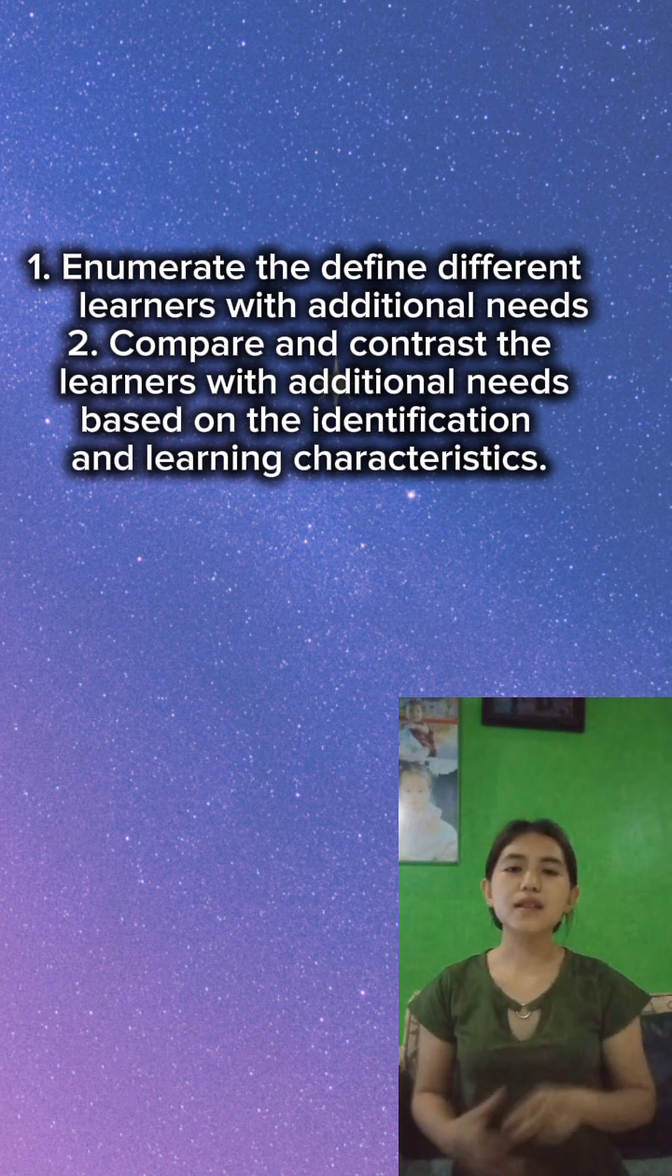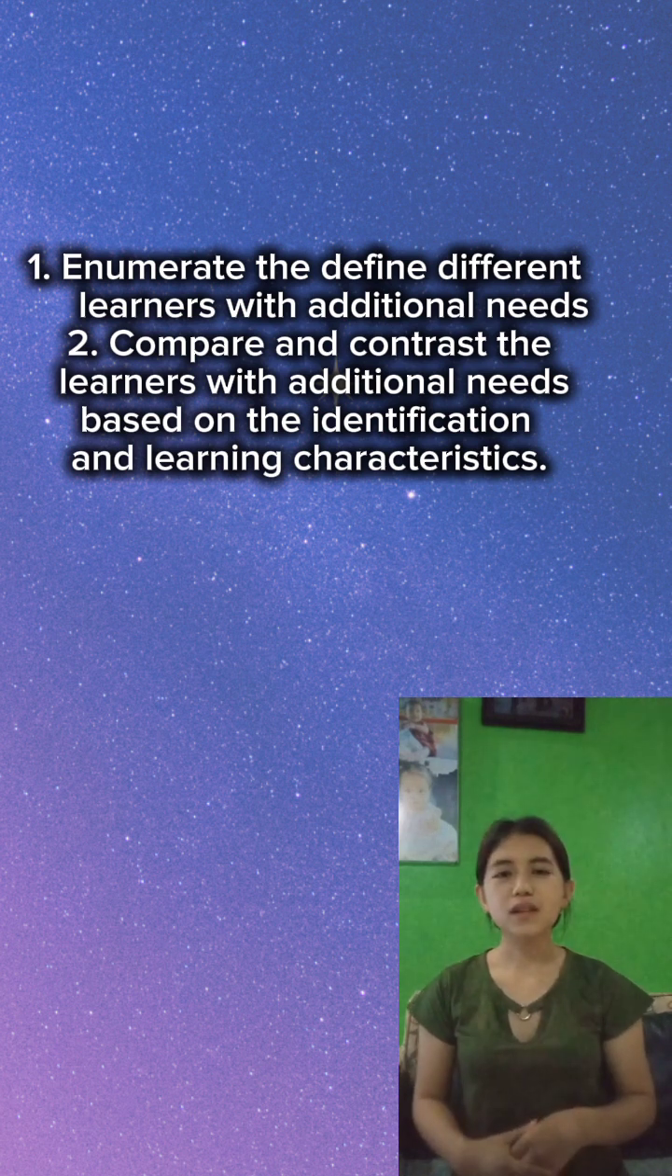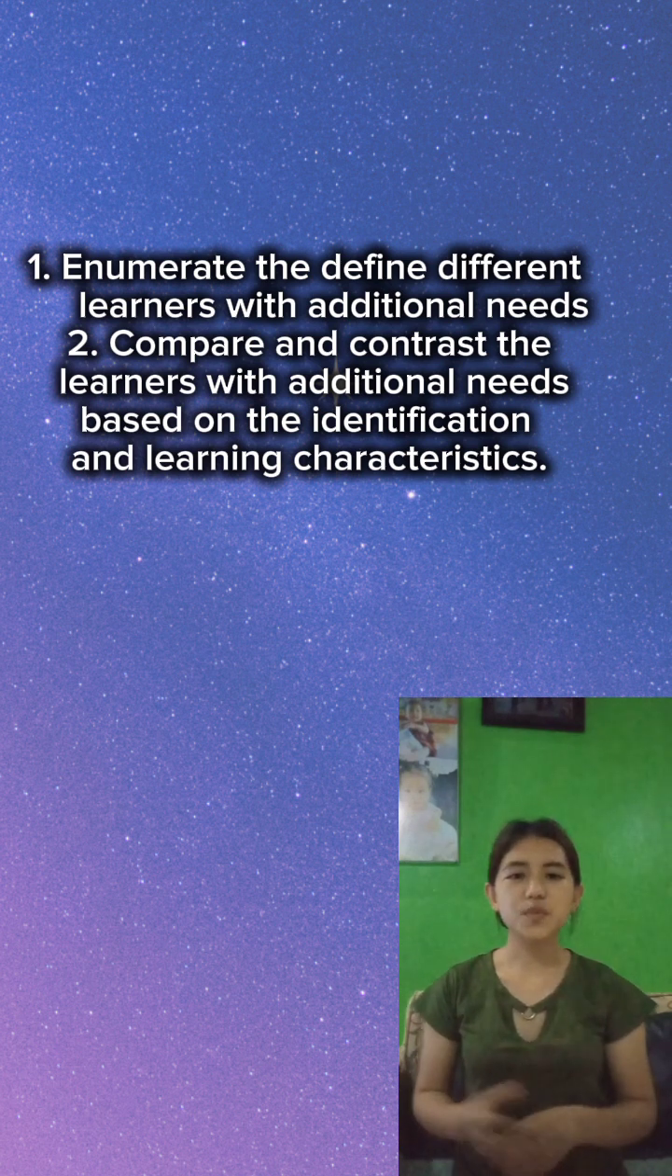So second is the learners with difficulty seeing. So they are identified as diagnosed with visual impairment that affects their ability to see clearly. So their learning characteristics may require accommodations such as braille materials, large print, or assistive technology for learning.